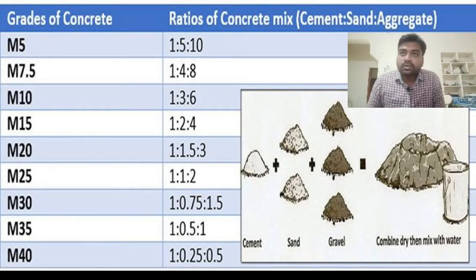As I mentioned for M5, similarly you can take for M7.5, M10, M15, M20, M25, M30, M35. All these mix ratios I have mentioned on the screen. So like that we're going to take. One is cement, another one is sand, and the third one is aggregate. So this is the main basic what we're going to take.